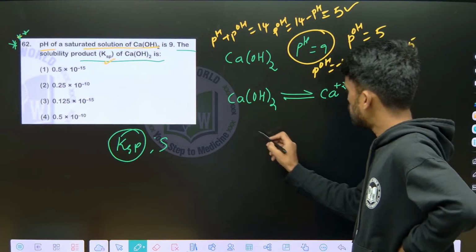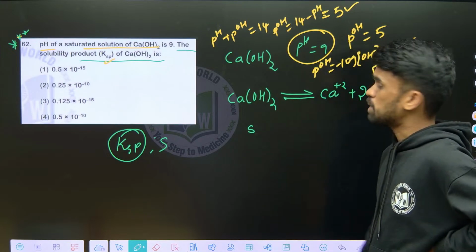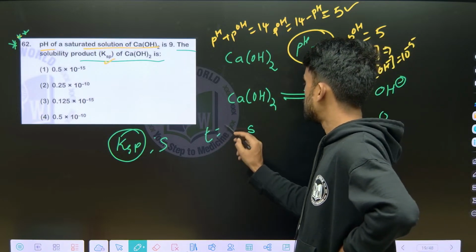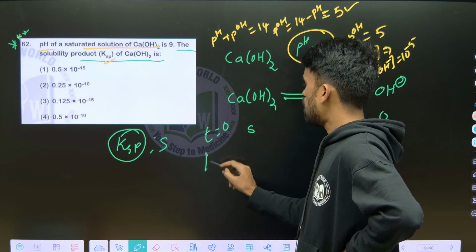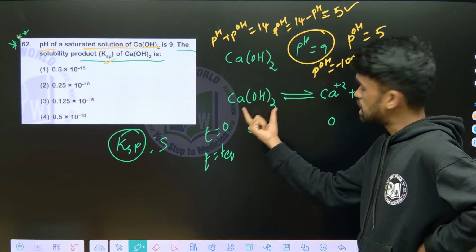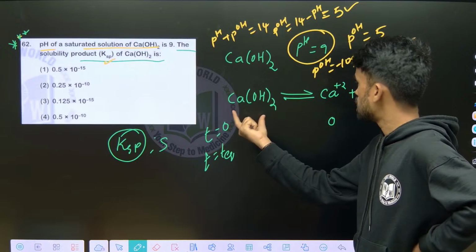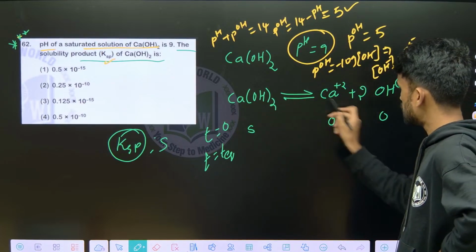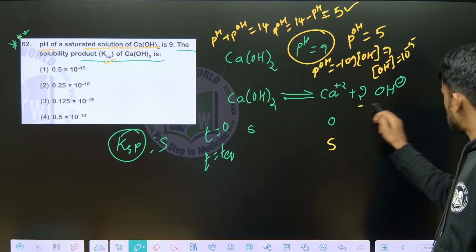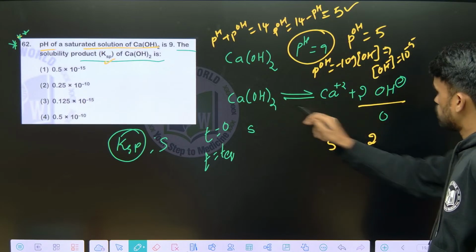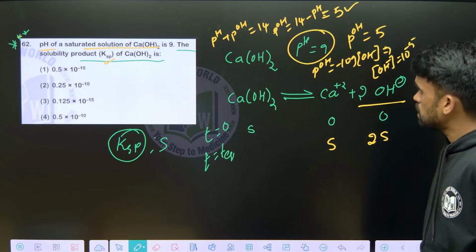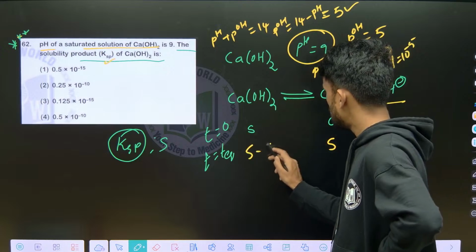Okay, now let us say S is the amount of substance we have taken, and it has 0 solubility at time 0 seconds. After some time, when equilibrium is reached, some quantity of this substance will be dissociated like this. Let us say from that S amount is converted like this, and here 2 ions are coming, so I am taking it as 2S. Okay, so here actually we should write it as S minus S alpha.